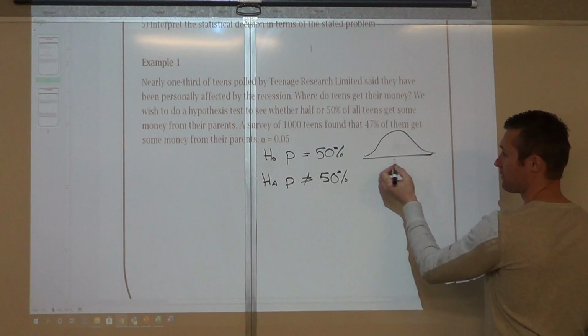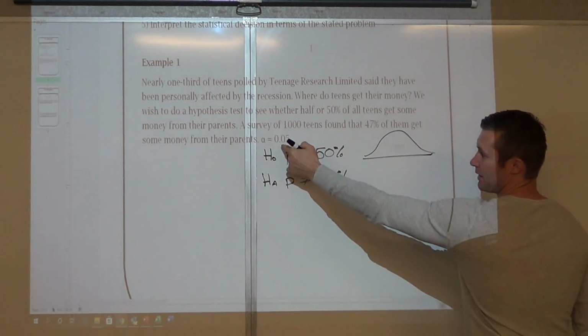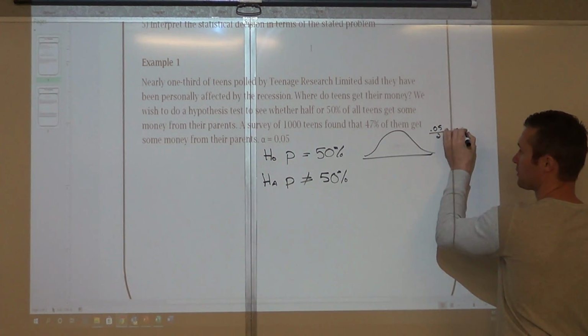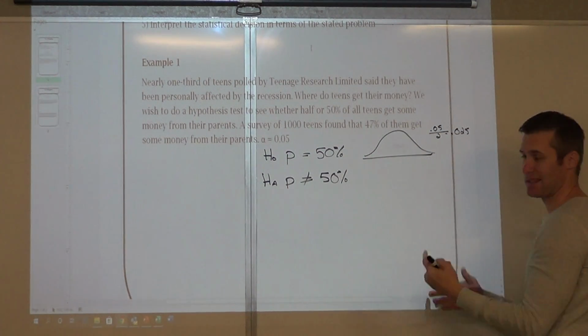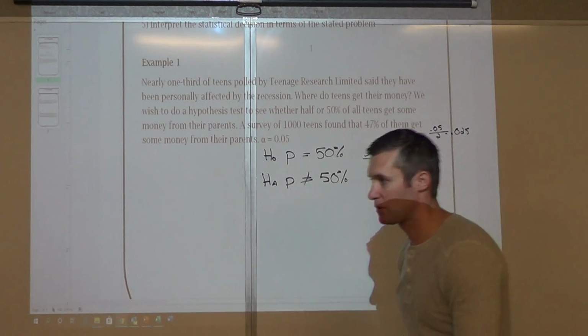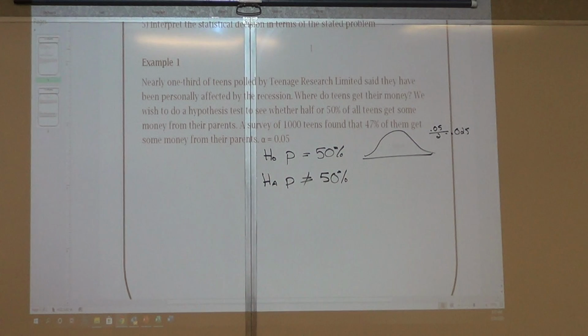So we're looking for a z-score, okay? And we're going to divide alpha, 0.05, by 2. So we're going to look it up at 0.025. It's a bell curve, so it's going to be equal on either side. So next, I'll show you the chart that we're going to use.